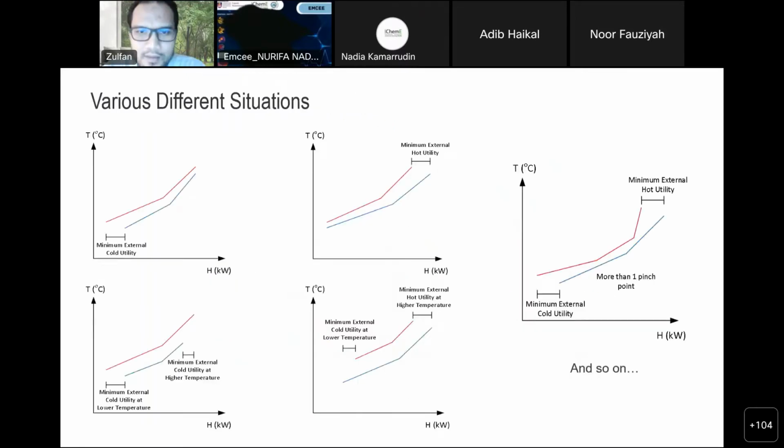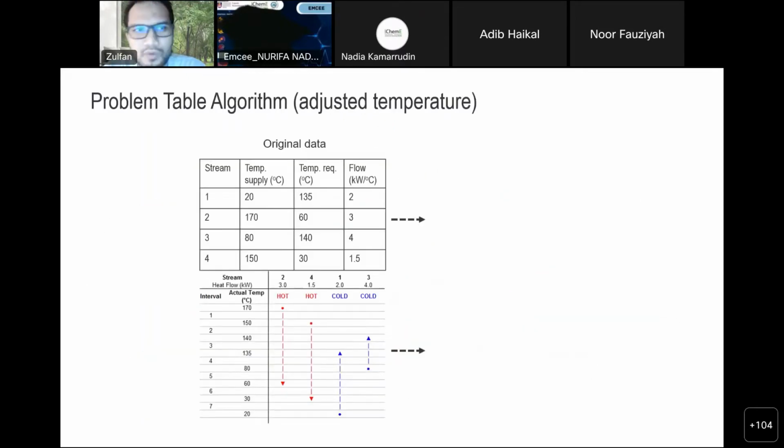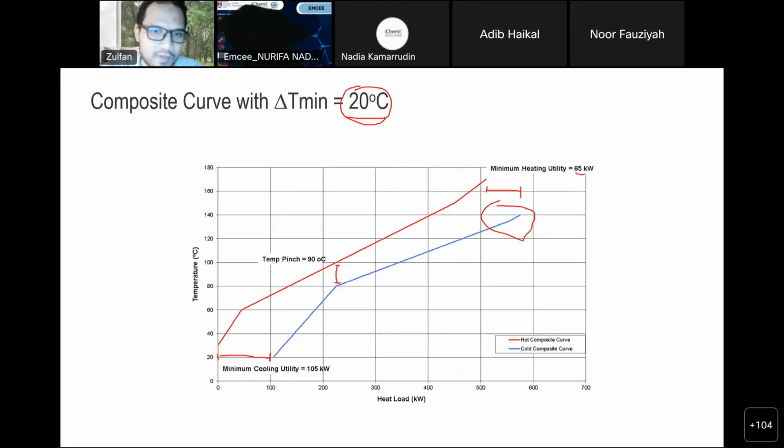But if you do this problem table algorithm, we will have to adjust the temperature. This part will be easier later on if you want to see the pinch, and then see the grand composite curve and all the algebraic calculations behind it.